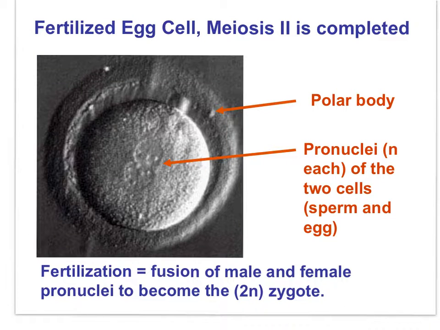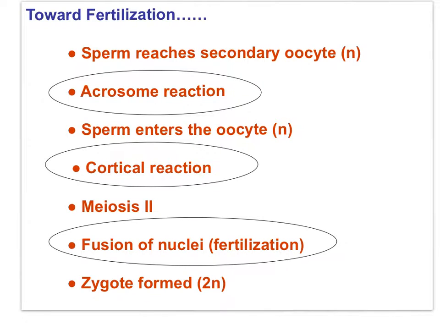In this micrograph, we can see two nuclei joining, one from the sperm, one from the egg. This is fertilization. At this point, the oocyte has fully completed meiosis II. The polar body of the second meiotic event is seen here. The cell is diploid, known as a zygote, and it is ready for mitosis as the embryo grows. Here is the sequence of events leading up to fertilization and the formation of the diploid zygote. I've circled the events that require some explanation, including appropriate language use.